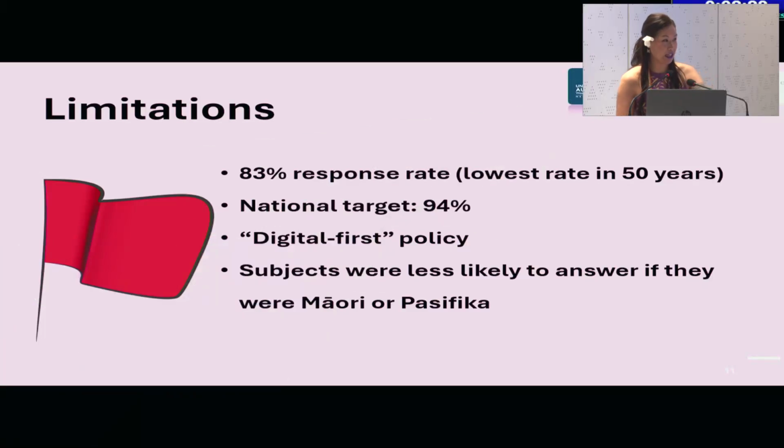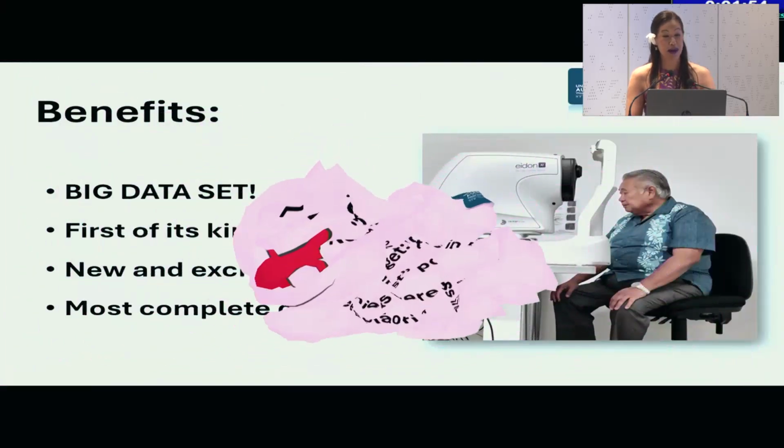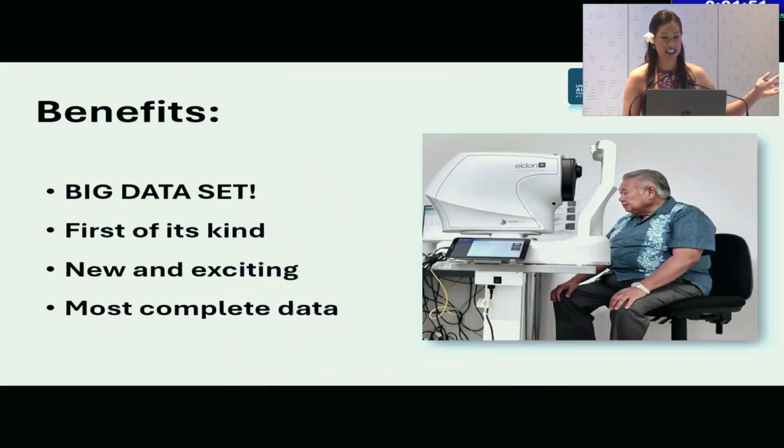Of course, with any study, there are limitations, and there was no exception to the census here. One of the major limitations was that we had received the lowest response rate in over 5 decades, a 9% drop from the previous 2013 census, and well shy of the 94% national target. Implications were said to be due to this being the first online census, and challenges that come with that, like are people digitally literate? Do they have access to a computer or to internet? Despite this, there are various benefits, and that's what I want to highlight here. It is a big data set. It's the first of its kind, which is new, and it's very exciting. And although it's limited data, it is the most complete that we have at this stage.